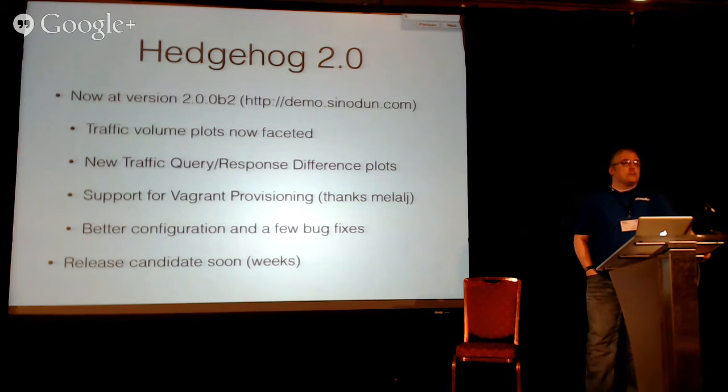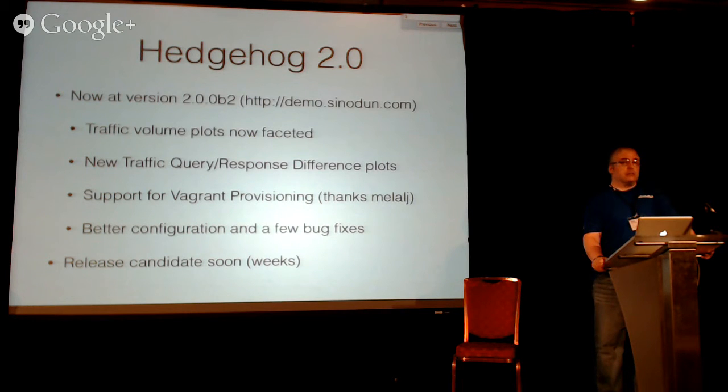Traffic volume plots are now faceted. I'll show you an example of that in a minute. There are new traffic query response difference plots, and that's to do with the RSAC stuff. Somebody who I don't know personally has added Vagrant provisioning, so you should be able to spin this up, I believe, in the test environment. We've improved the configuration of the system quite a lot, and we fixed a smattering of bugs, but I wouldn't want to say many. The release candidate of this should be out soon, like in the next couple of weeks, not months.